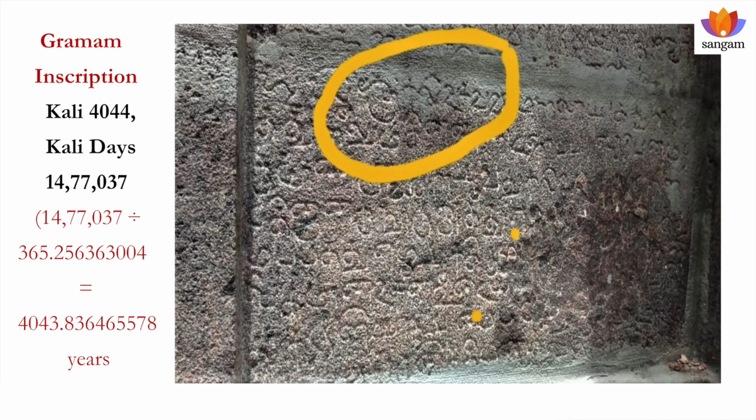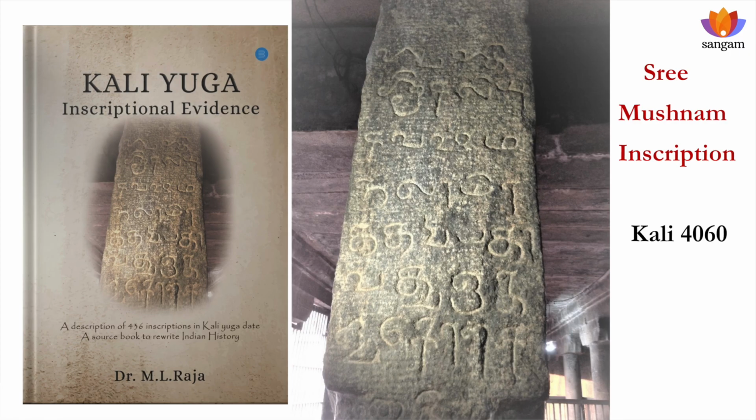This is the Gramam inscription of the Chola Empire. Parantaka Chola Chakravarti, Kali 4004. It is mentioned in ancient Tamil letters as Kali 4044. It also mentions the Kali date as 14,77,037. You cannot change even a single day. And this is the Srimushnam inscription. It was also issued during the period of the grandson of Parantaka Chola Chakravarti, Sundara Chola, Kali 4060.